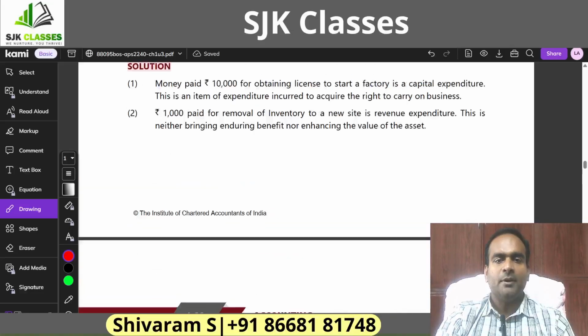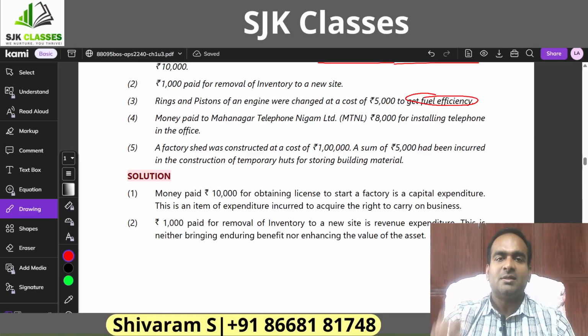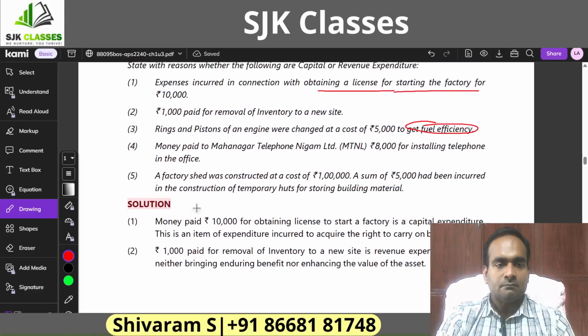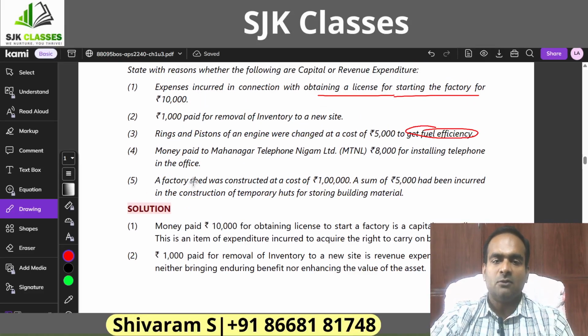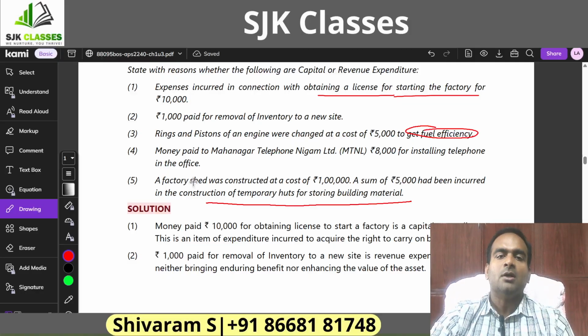Anyway, the point is this is not an expenditure, it's an asset. If you're able to classify that, it's more than sufficient. Now, fifth question. A factory shed was constructed at a cost of 1 lakh. So we have constructed a factory for 1 lakh. A sum of 5,000 has been incurred in the construction of temporary heads for storing building material. So same story like the previous question, illustration one we have seen.